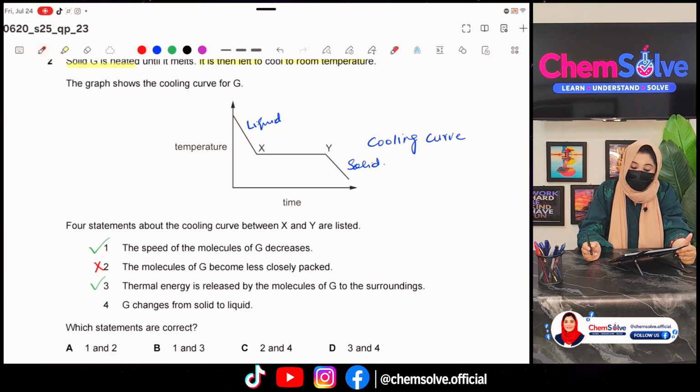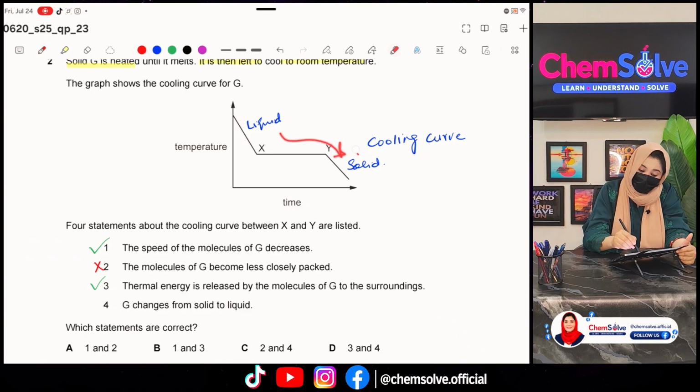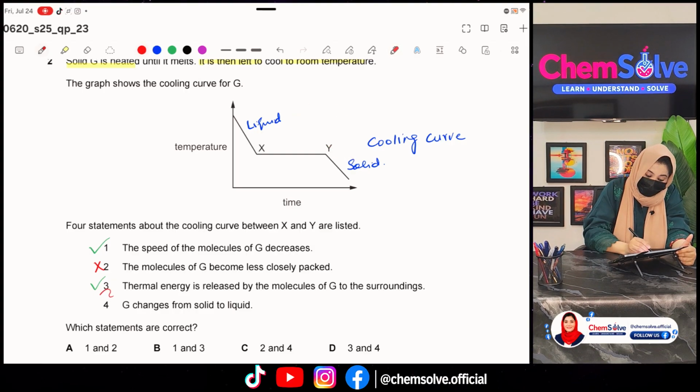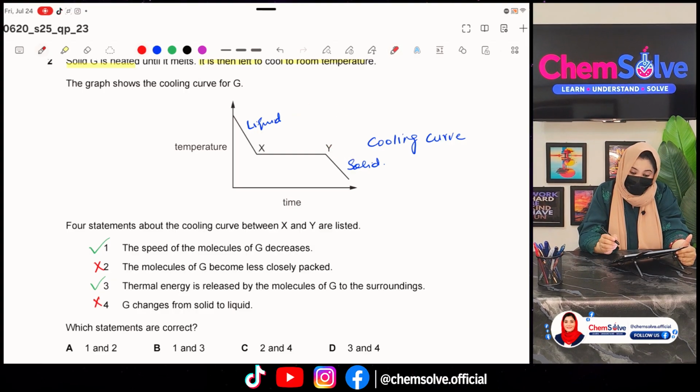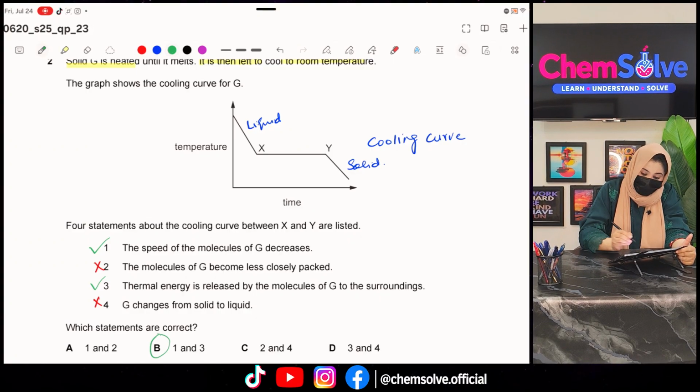G changes from solid to liquid. We just mentioned it changes from liquid to solid, not solid to liquid. Okay, so liquid to solid. That's why this statement is also wrong. That's why 1 and 3 are the correct statements and B is the correct option.